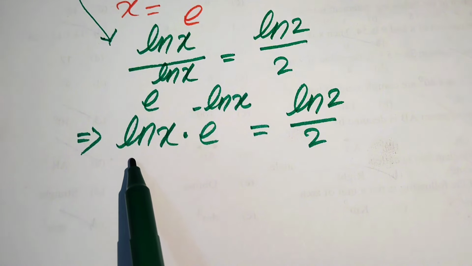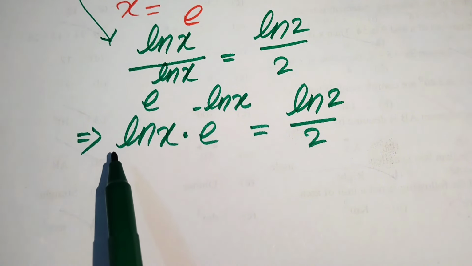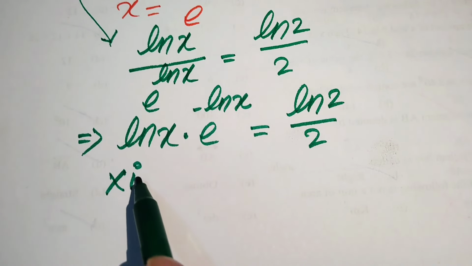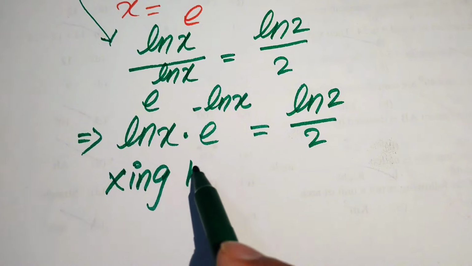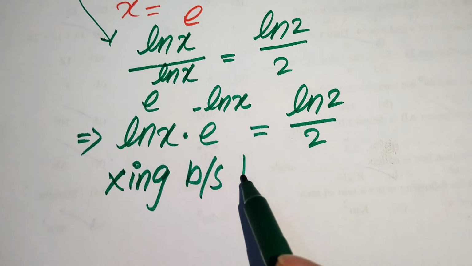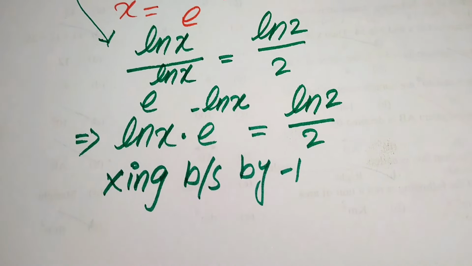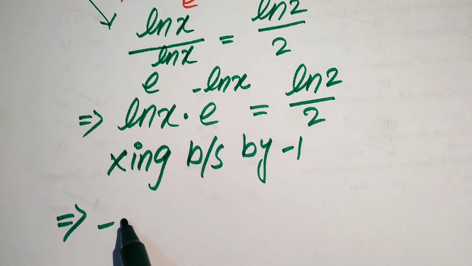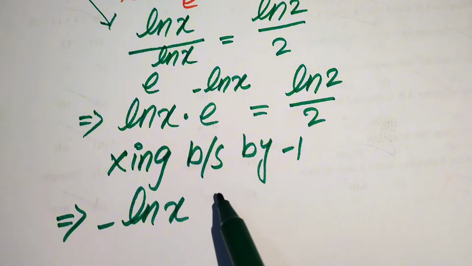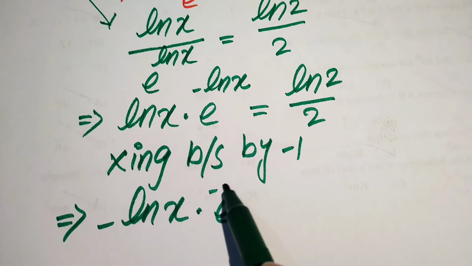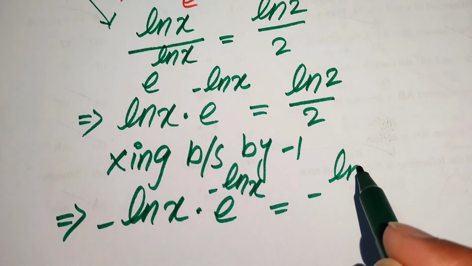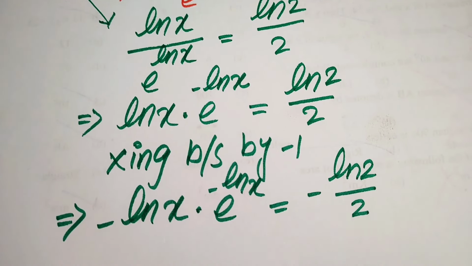So here we have only log x, we need a negative sign here, so now we multiply both of the sides by minus 1. So we write it here, multiplying both of the sides by minus 1. When you multiply both of the sides of the above equation by minus 1, it is written as minus log of x into e to the power of minus log x equals minus log 2 divided by 2.